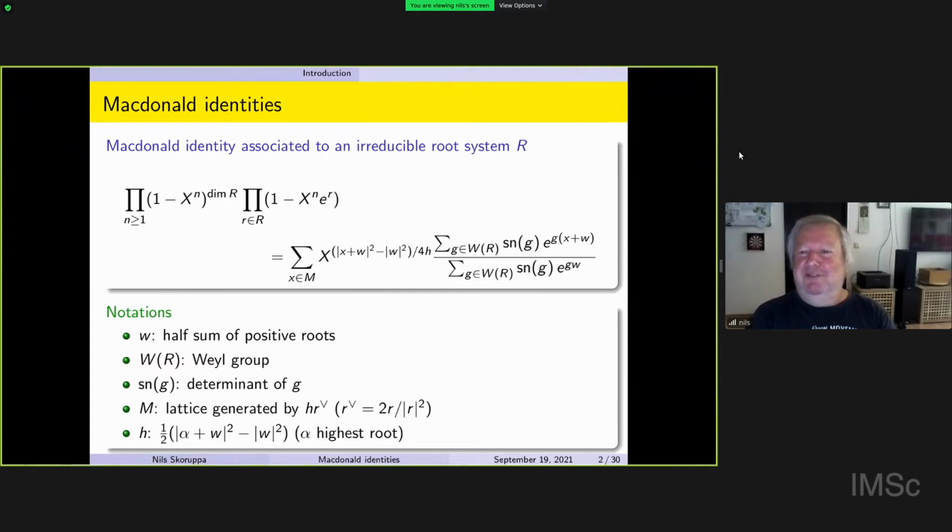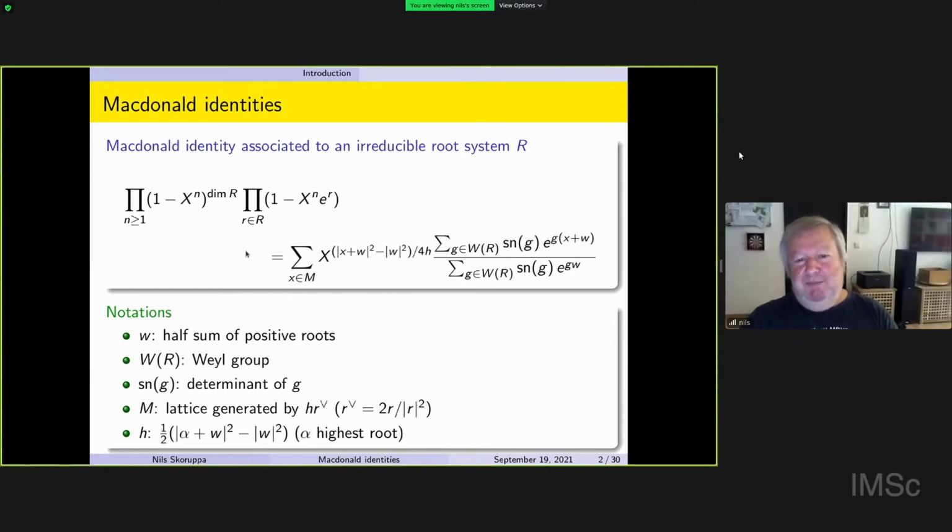So the big identities that you see there, first of all, you have to go over them. There is a lot of notation involved, of course. But the first thing is that it's a purely formal identity, an identity in the ring of formal power series. You have a root system here, and associated to the root system you can associate a lattice, generated by the so-called co-roots that you find in the definition, and rescaled by the number h, which is given here. So it's a lattice that you have here.